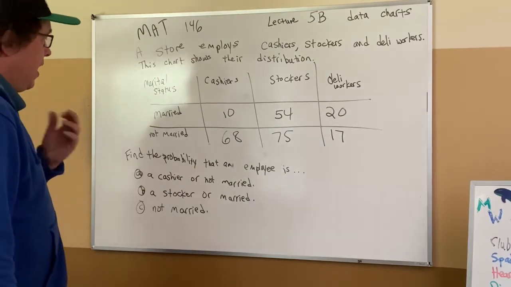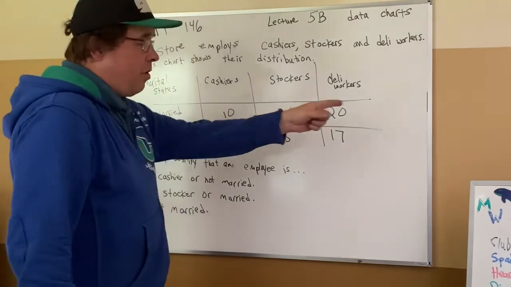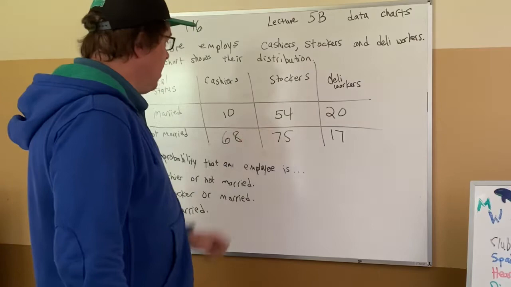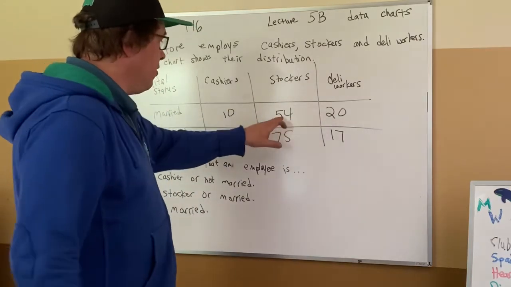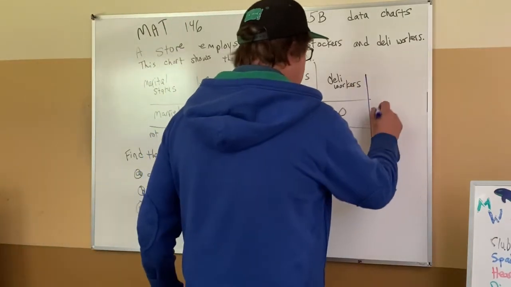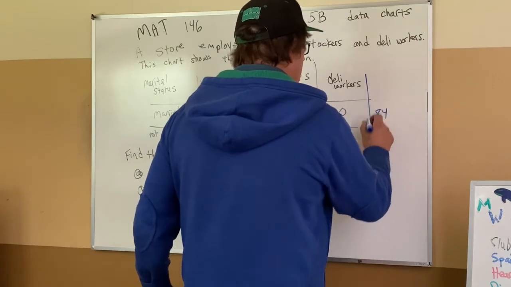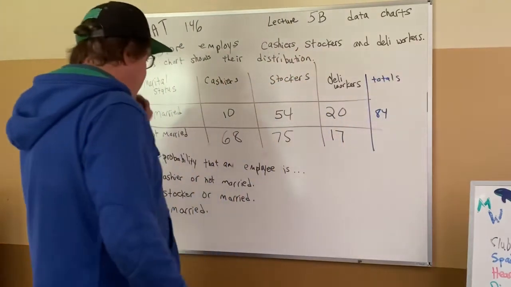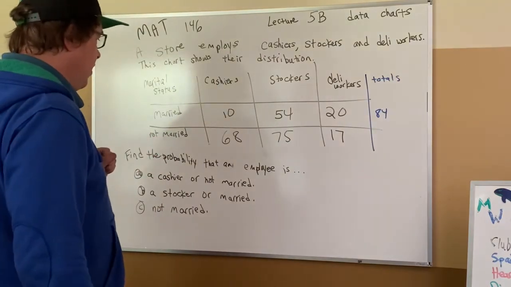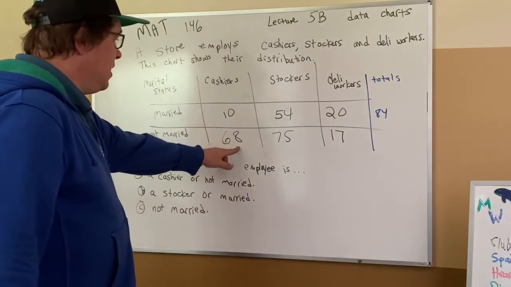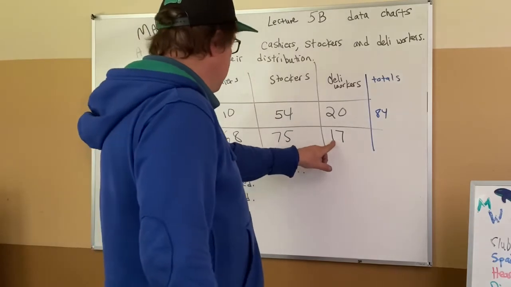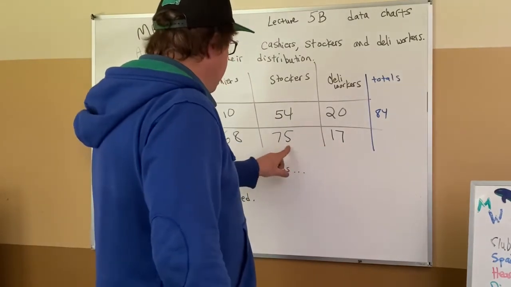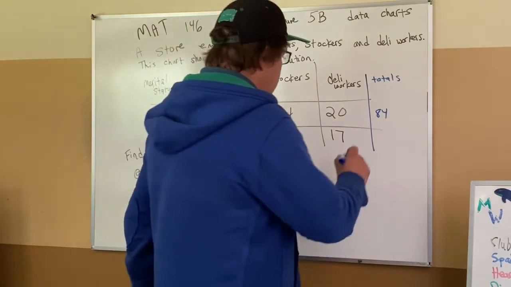So here, if we want to get the total of all the people that are not married, we would add 10 and 20 and 54. 10 and 20 will make 30, and 54. This will make us have 84 people as a total. How about people that are married? Let's take 68 and 17, which will get me to 78, 85. And then add the 75, which will get me to 150, 160.